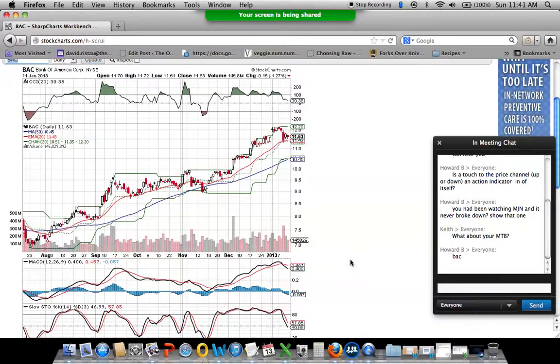Right now, if I didn't know the earnings were coming up for Bank of America, I'd say, okay, this is setting up fairly nicely for a swing short. You got 1143, that's nice support there. That's also the midpoint of the price channel, which is actually a fairly nice indicator as well that I didn't talk about, but it's definitely something to look at as well.